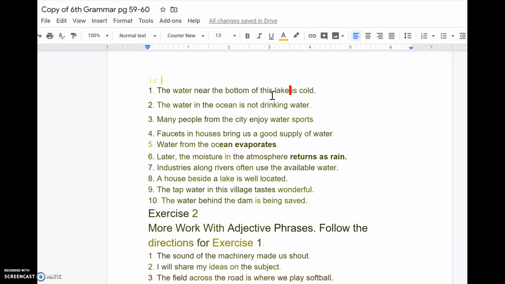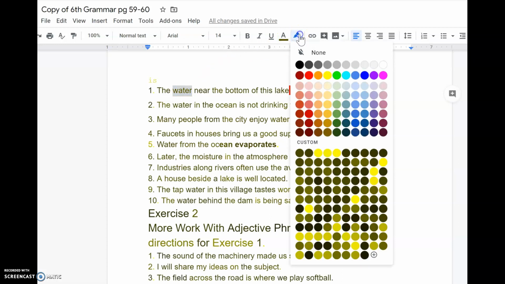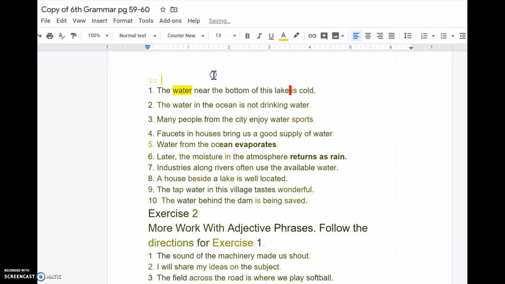All right, so water is being described in two ways. Water is our noun that's being described. How is water being described? It's saying, what water are we talking about? We're talking about the water near the bottom. And then of this lake is telling more about the water as well. So I'm underlining that prepositional phrase.